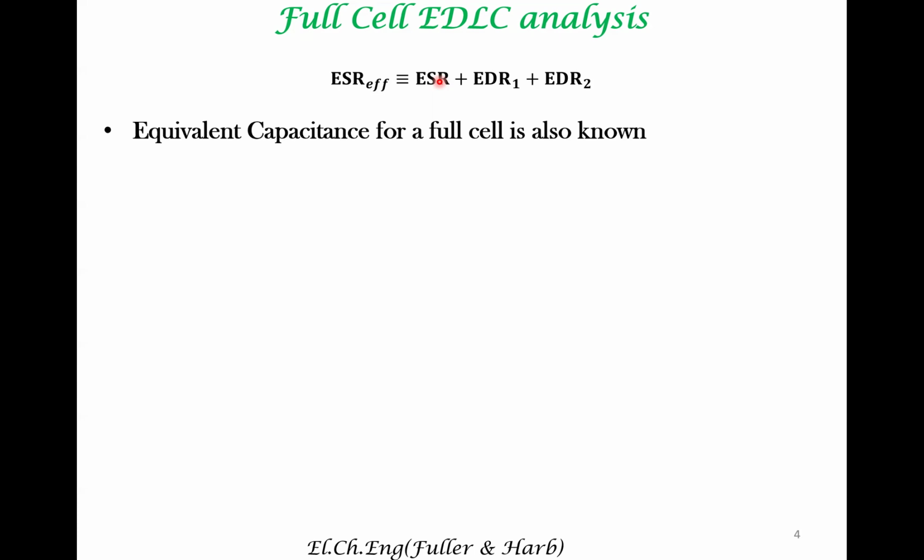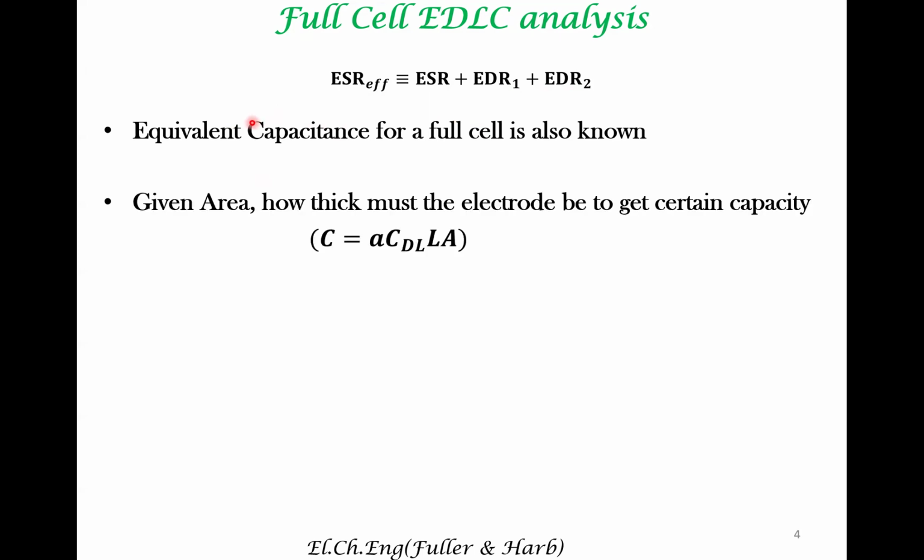So what do we gain from all this analysis? The equivalent capacitance for a full cell is known. We have already shown how to add up the capacitance associated with individual electrodes. The overall capacitance for a full cell is known. With that, what kinds of questions can you answer? An important question to answer is the capacity of the cell.